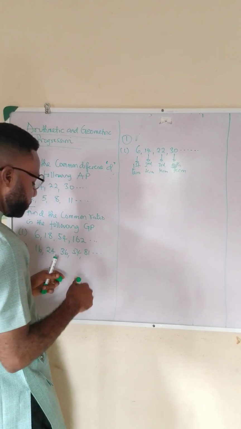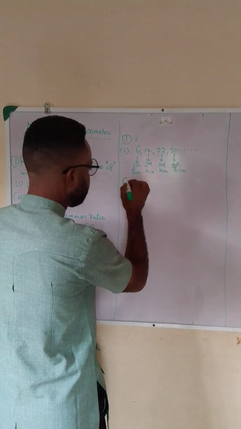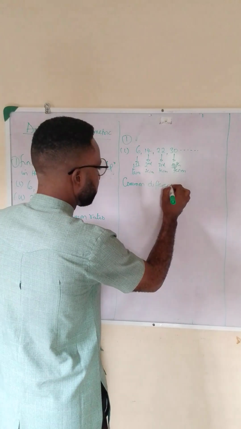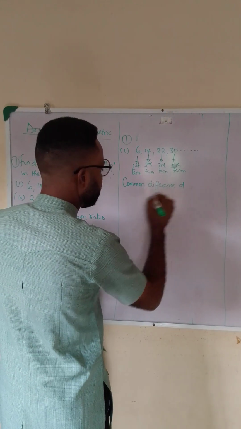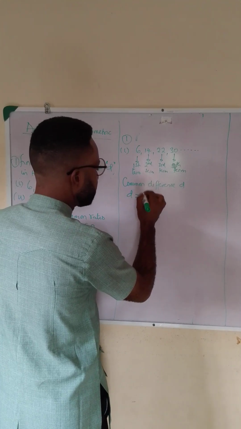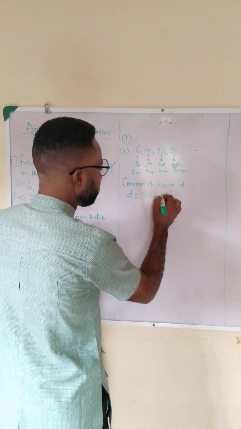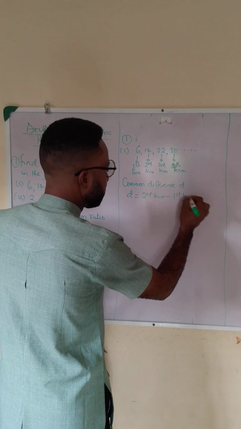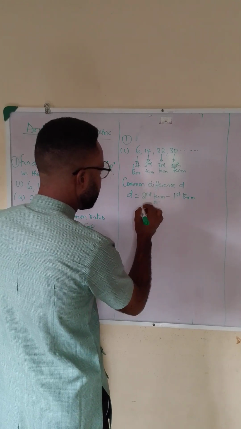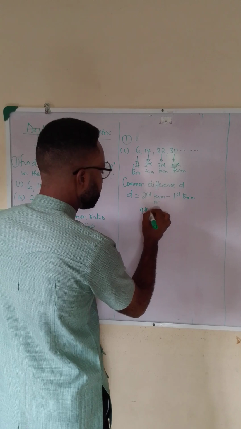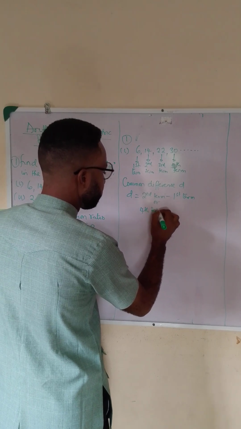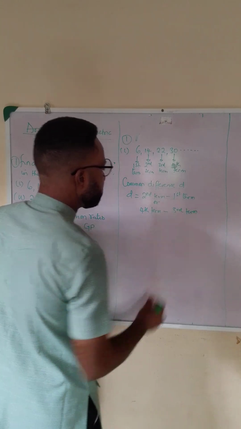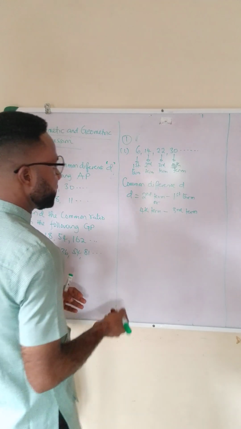If you want to find the common difference, D, you can either say second term minus first term, or you can say fourth term minus third term. Whichever way you do it, you are going to have the same answer.